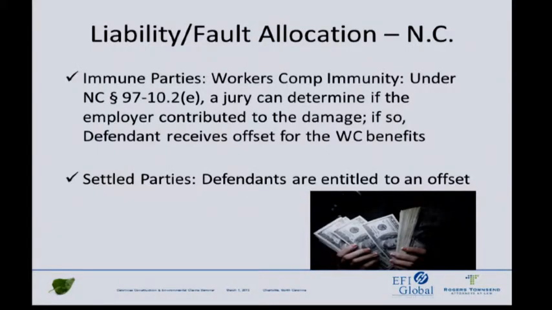Immune parties: the workers' comp statute in North Carolina also has the same provision as South Carolina, but they actually set out a procedure for doing it. When you go to trial, you can name the employer, and it's essentially name only because they'll never have to pay more than the workers' comp benefits, but you can name the employer. The employer has the right to come in and defend if they want to. Once you name them, they can go on the verdict form, and the jury can determine whether or not they were at fault. And that can help you because you receive an offset for the workers' comp benefits that the employee has received. And then settled parties is similar to South Carolina. You'd get an offset dollar for dollar for what you've already received.